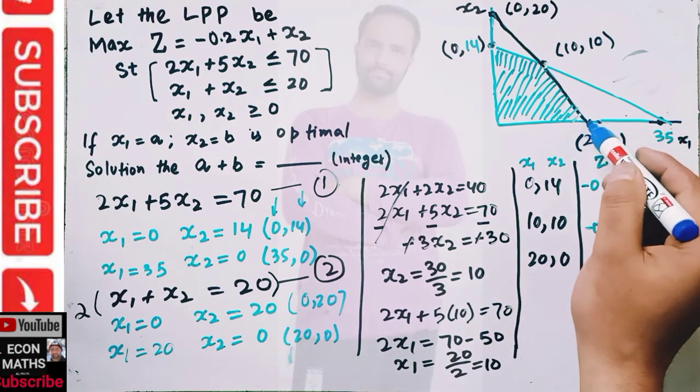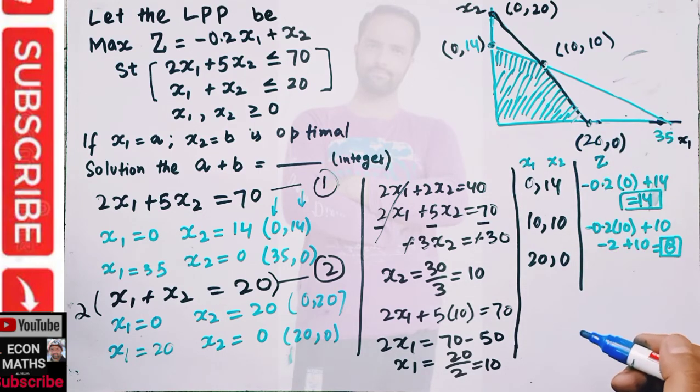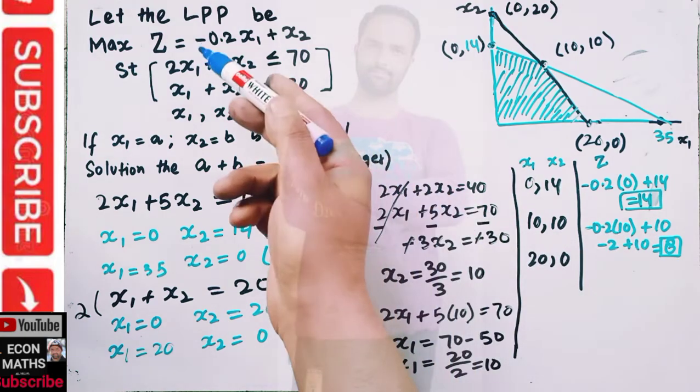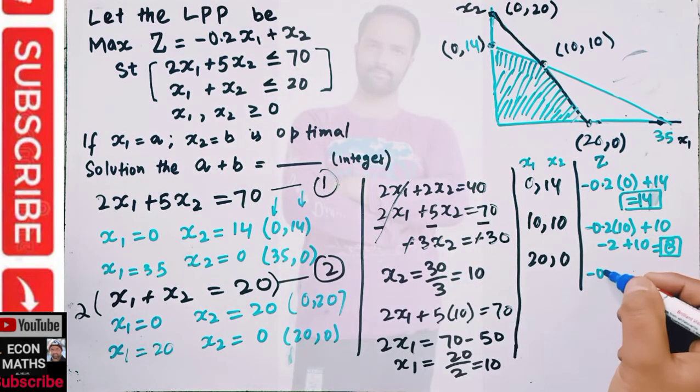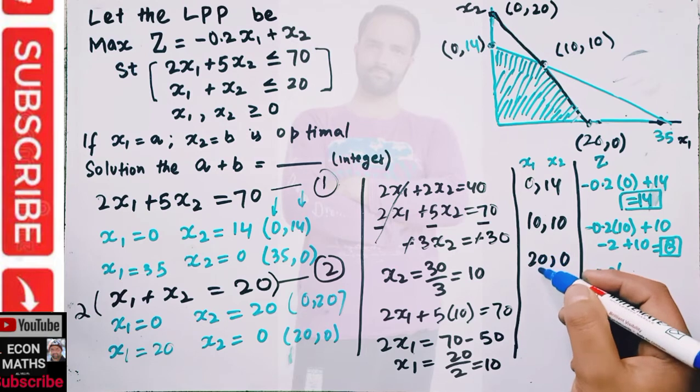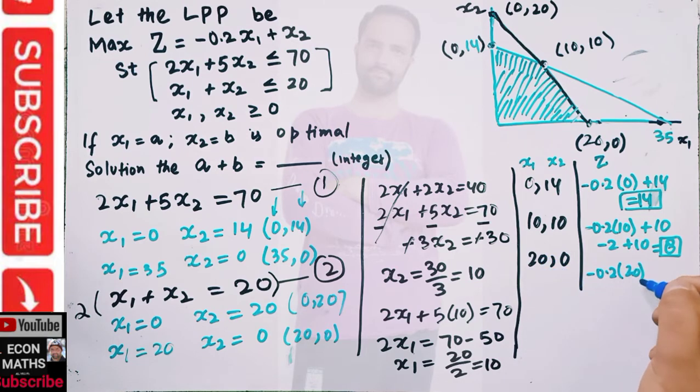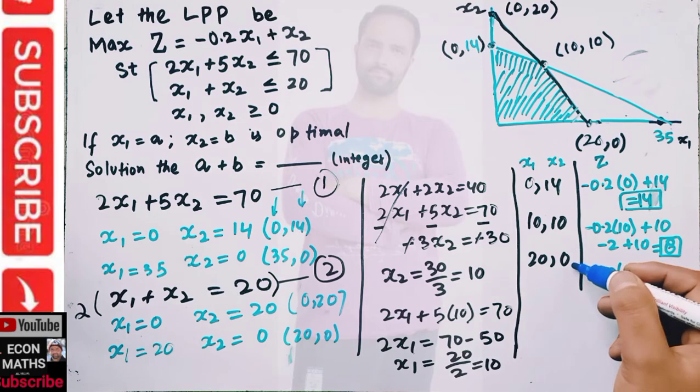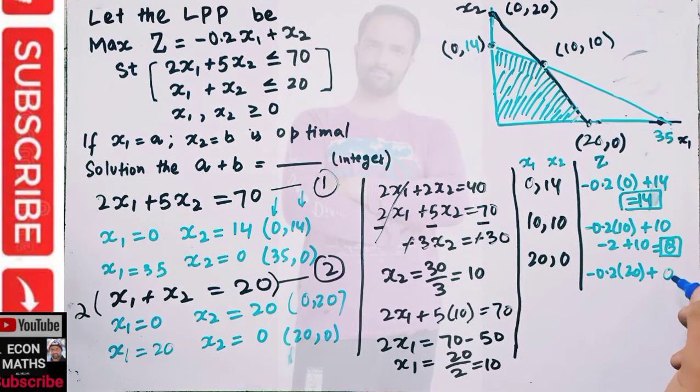On this point, let's plug in again. We have minus 0.2 times x1, which is 20, plus x2, which is 0. So this will be a negative number, it will be minus 4.